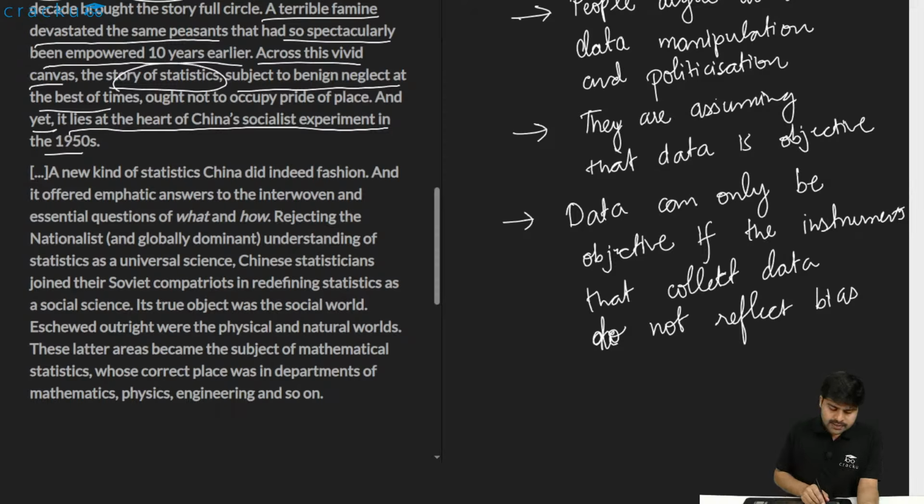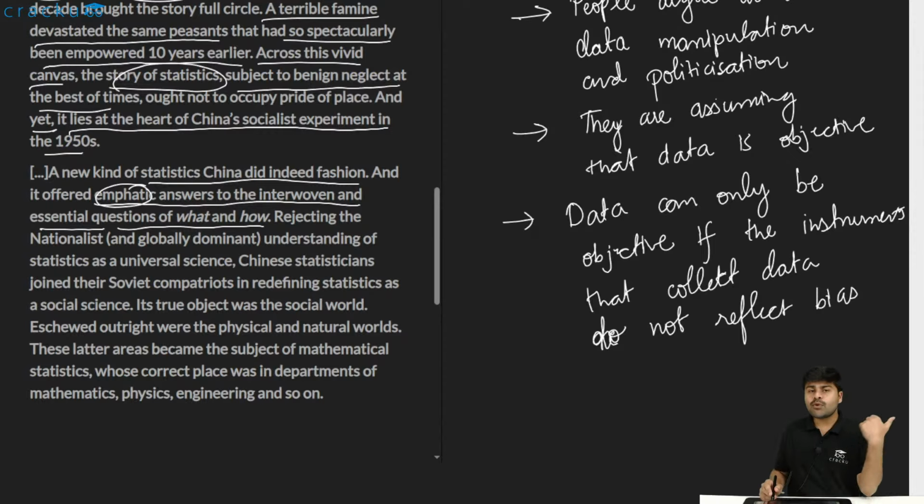A new kind of statistics China did indeed fashion. Now we are talking about a new kind of statistics that China actually devised. And it offered emphatic answers to the interwoven and essential questions of what and how. Rejecting the nationalist and globally dominant understanding of statistics as a universal science, Chinese statisticians joined their Soviet compatriots in redefining statistics as a social science.